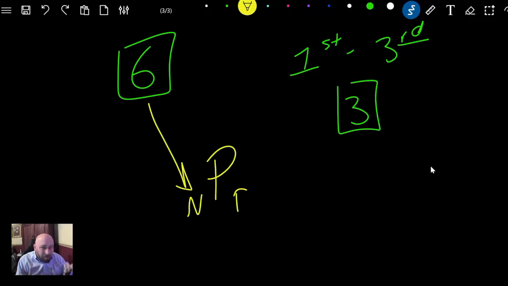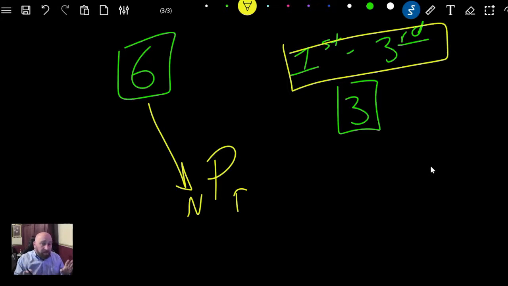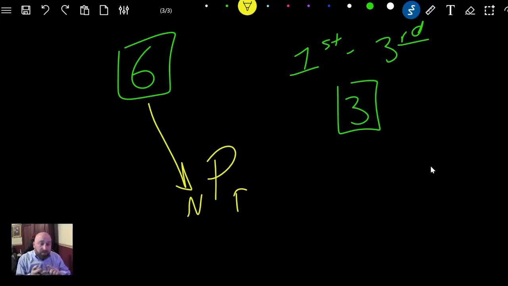N stands for number, like the overall number, the total number, and R stands for really kind of nothing. It's just a random letter that we use, but it's basically the ones that are, if you want to think of it as rank, I guess, the ones that are ranking. It's the ones that matter in the overall scope of, in this case, first through third. That's all that matters. We don't care who comes in fourth, fifth, and sixth. That's not the race. The race is first through third.